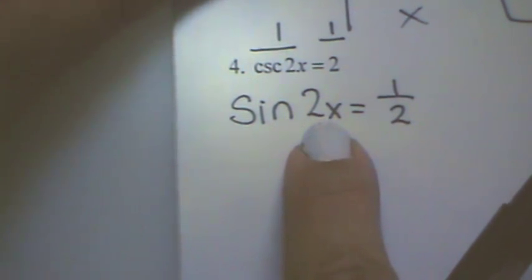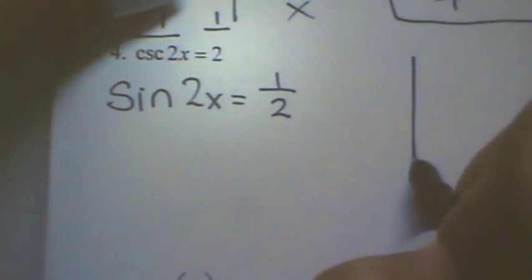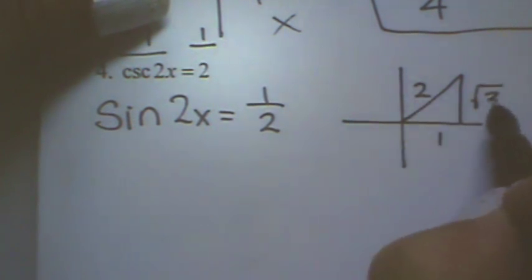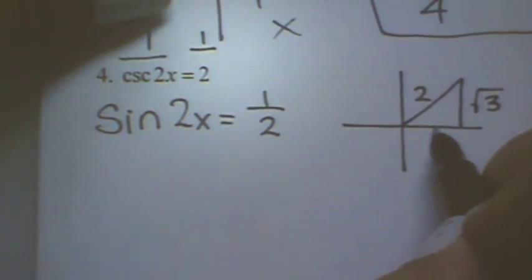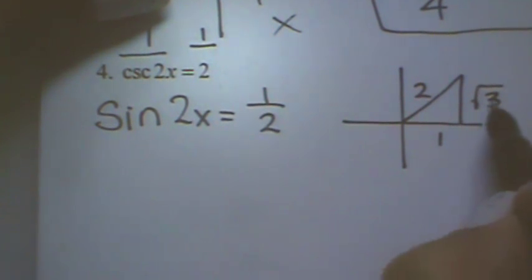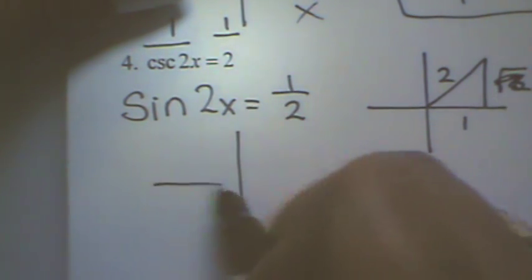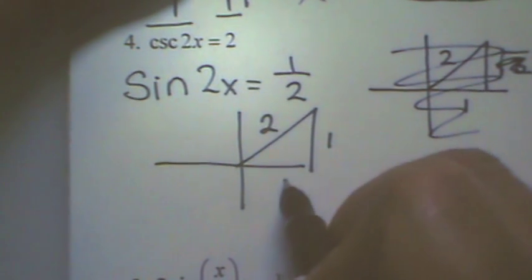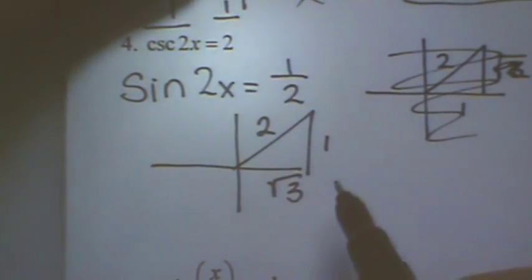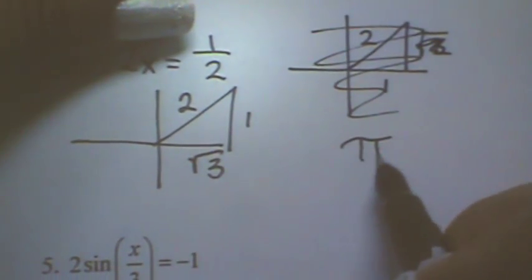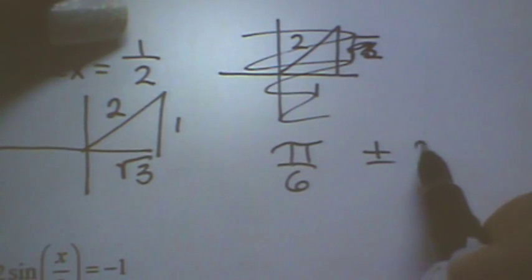All right, so let's pretend it says sine of x is equal to 1/2. Let's pretend. So we are going to draw quadrant 1, 1, 2, root 3. Oops, I drew it wrong. Sorry, guys. Ignore that. 1, 2, root 3. There. What angle is this? 30. This is a 30, so pi over 6 plus or minus 2k pi.